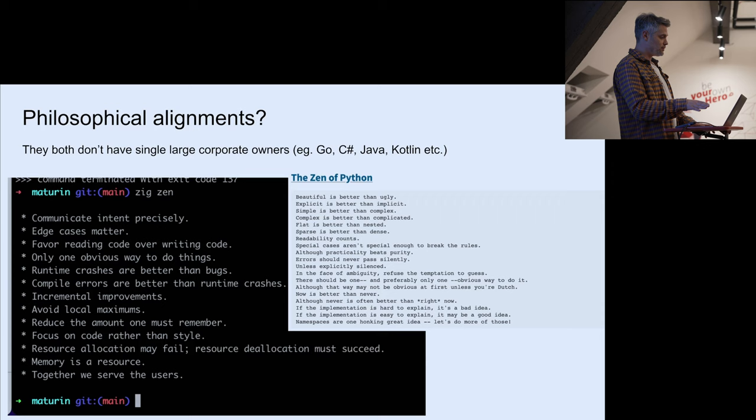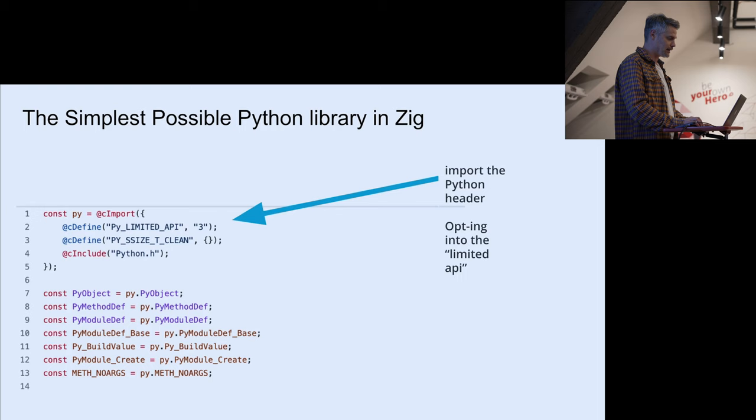Zig has a favor of reading code over writing code, and there's a couple of others that are quite similar. So, yeah, I feel like there's philosophical alignment between the two programming languages. Anyway, so this is the simplest possible Python library you can write in Zig.